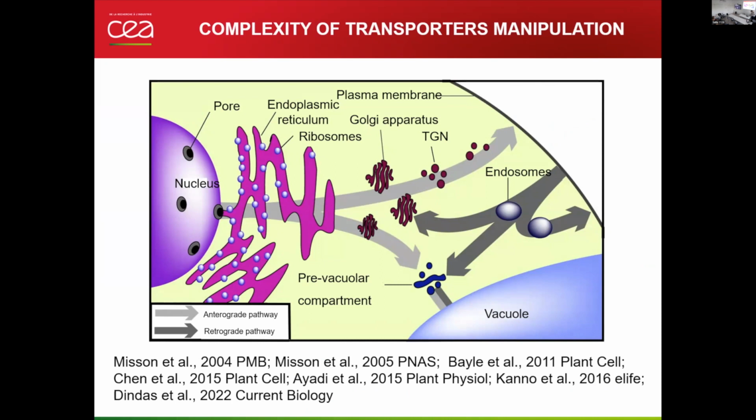And interestingly, it's regulated at a lot of different levels: at the level of transcription, at the level of the transport to reach the membrane, at the level of the membrane with recycling or degradation. We have made many publications to describe this.